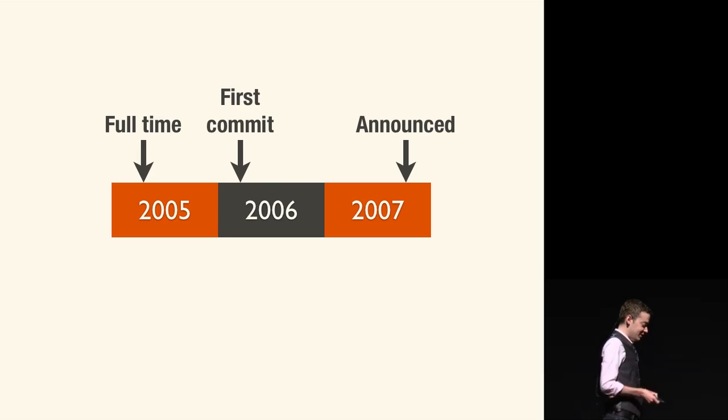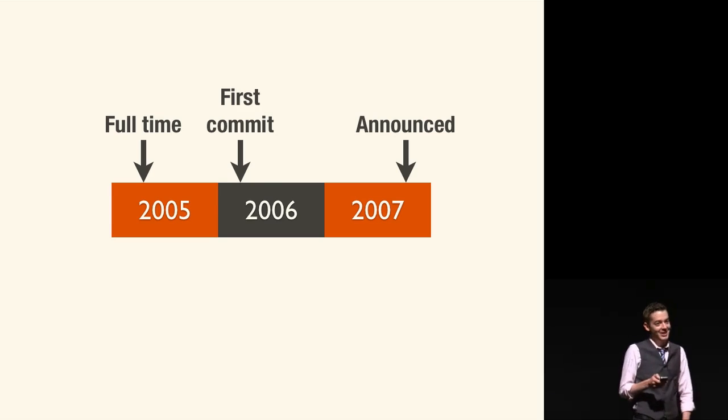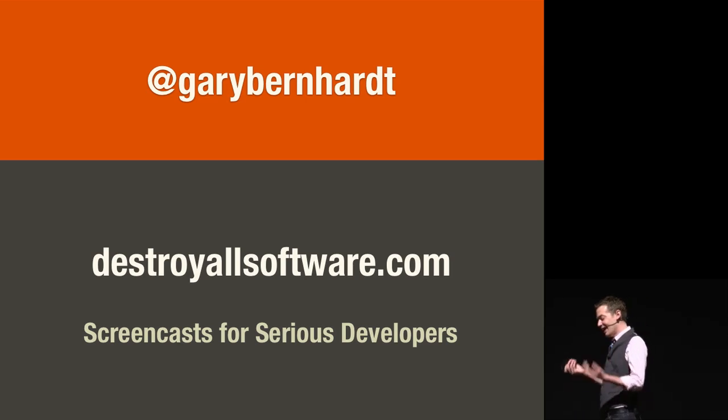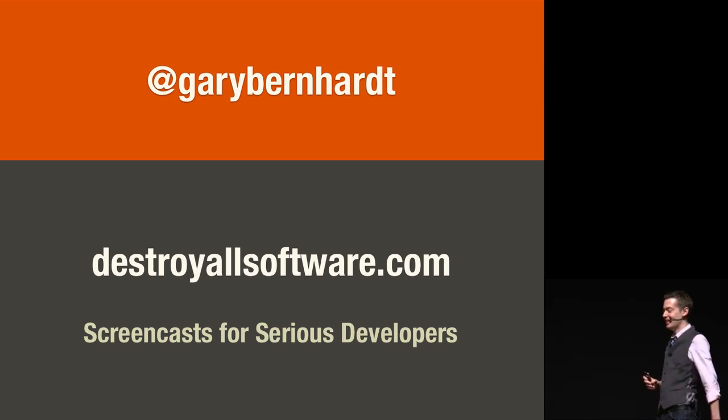So, I realized this was a really weird talk. When Alex invited me to do a lunch talk, I decided to do something totally crazy, and usually my talks are not giant lies. So, I am Gary Bernhardt. I own Destroy All Software, which produces screencasts, and I thank you guys very much for letting me lie to you for 30 minutes.